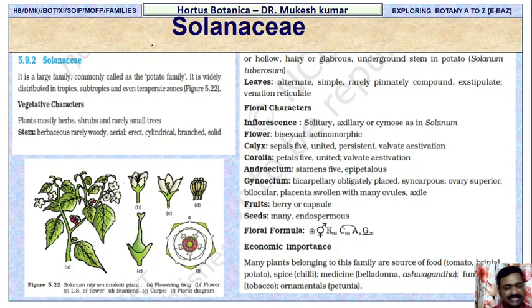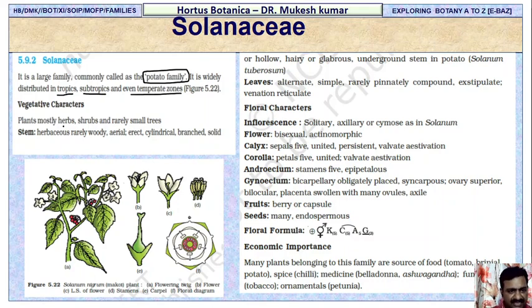Now let's see the second one, your Solanaceae family. This is all cut and collection of your NCERT. Okay, so see what is there. This is the common potato family. Solanaceae is what? Potato family. Where are they found? Tropical region, subtropical region, and even in the temperate region. Means almost everywhere they are found, right?